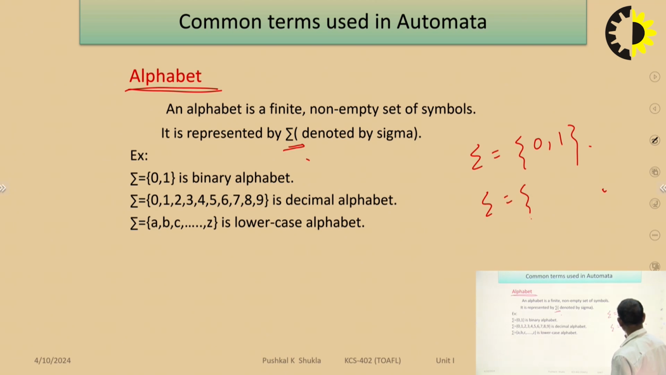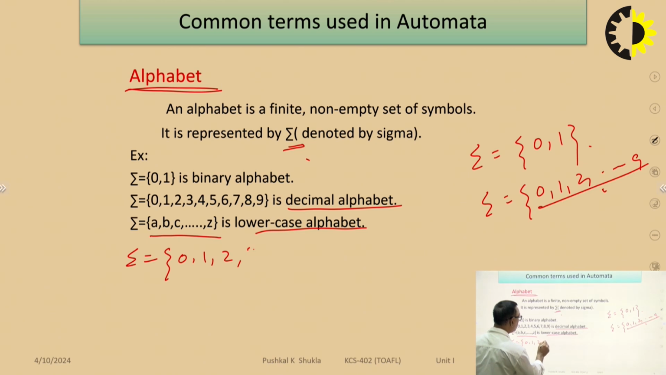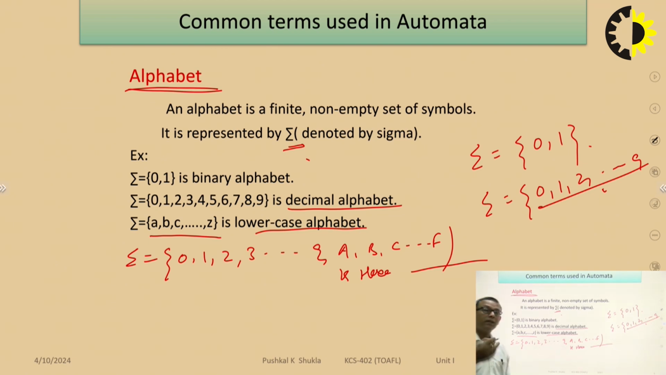Sigma equal to {0, 1, 2 up to 9} is a decimal alphabet. Sigma equal to {a, b, c up to z} is a lowercase alphabet. Sigma equal to {0, 1, 2, 3 up to 9, then A, B, C up to F} is a hexadecimal alphabet, and so on. So an alphabet is a finite, non-empty set of symbols.